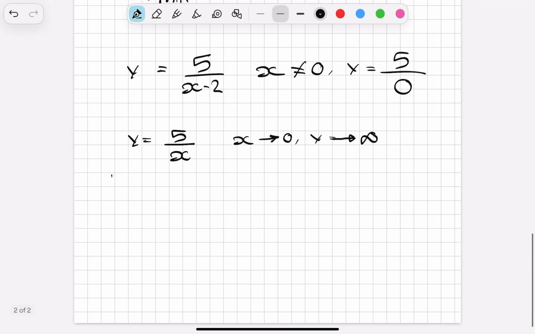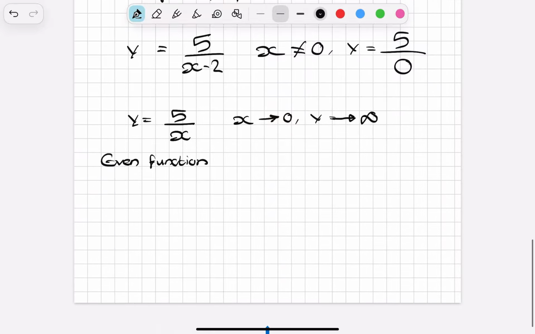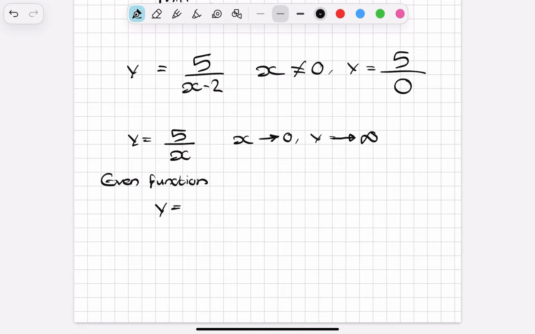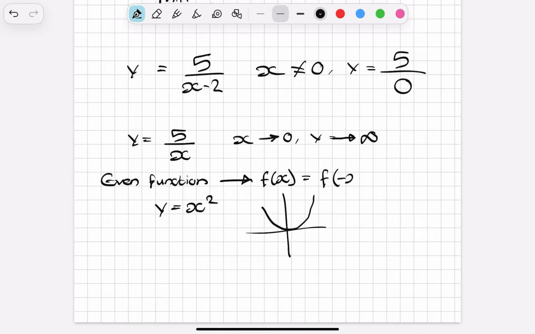Onto our even function now. Well, what is an even function? An even function is a function that can be reflected in the y-axis, and you'd get the same function. For example, have a look at y equals x squared. There's a line of symmetry at x equals 0, which is the y-axis, and an even function is defined as when f of x equals f of minus x.